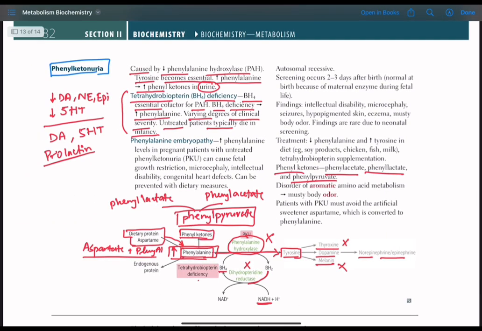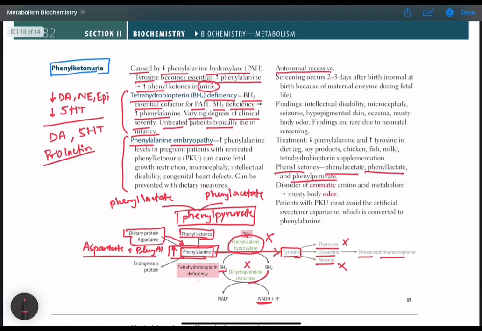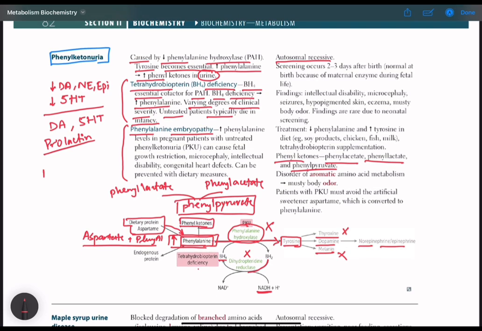So it is an autosomal recessive type of disorder. Then we have another type of disorder regarding phenylalanine metabolism, which is phenylalanine embryopathy. In this case, there is no deficiency or abnormality regarding phenylalanine metabolism. Rather, this is caused due to the high levels of phenylketones present in mothers.